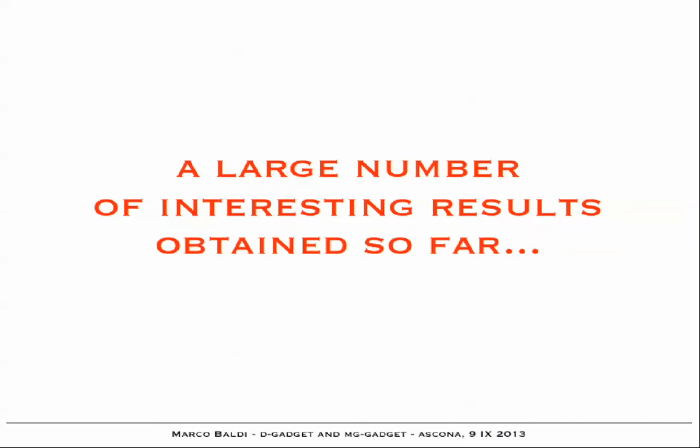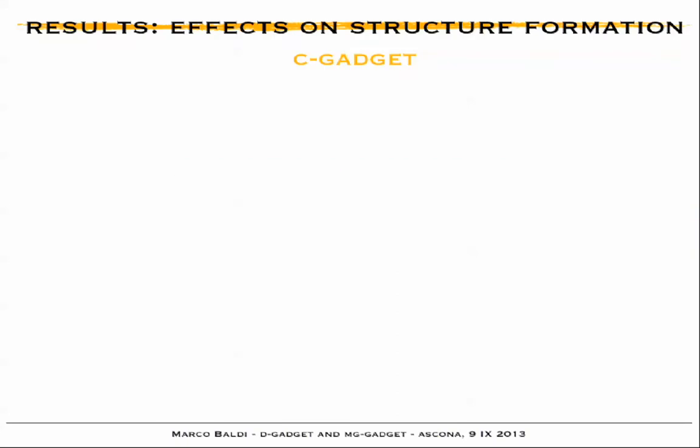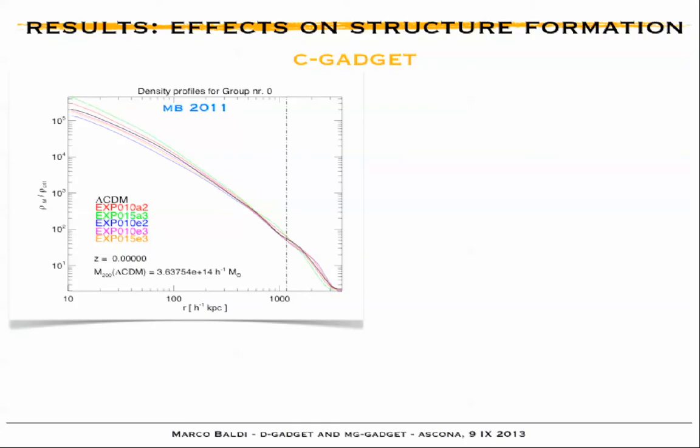So we have already a large number of interesting results from both codes. I will not spend much time on this because I want to say something about the performance of the codes. But for instance, what we found in the last years is that different interacting dark energy models can affect significantly the density profile of dark matter halos, especially at the high mass tail. So cluster type halos are significantly affected, and this can change the concentration mass relation of halos, especially at the high mass tail.